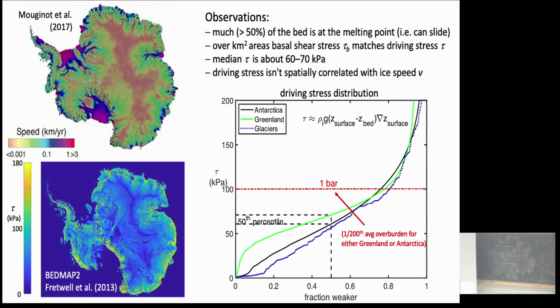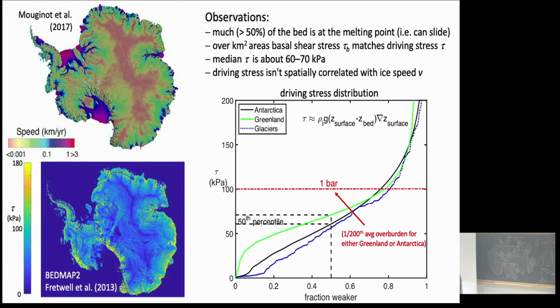And so we can estimate this basal stress because we know the ice thickness. That data is available. We know how the surface slope varies. And so this is the driving stress. And it's mapped down here using bed data from some particular freely available data set. And what you'll notice is that here the ice speeds are varying over many orders of magnitude, but the driving stress isn't really changing much.